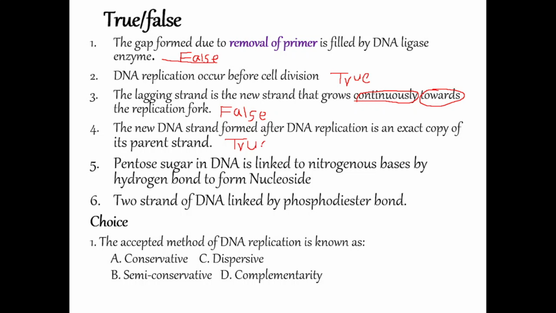The answer is true. The new strand, the daughter strand formed, is an exact copy of the parent strand. It is made from the parent strand, so it is an exact copy. DNA has a parent strand. After DNA replication, there will be a daughter strand. That daughter strand is an exact copy of the parent strand. So the answer is true.